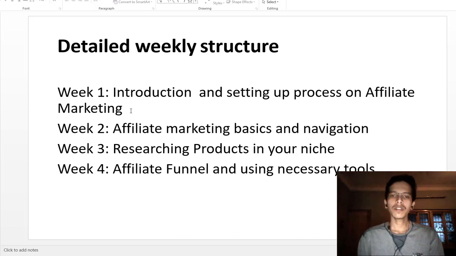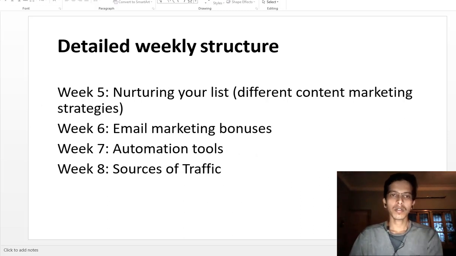Those who have already identified what product they are going to do can check it out. But for starters, I would suggest you go on a step-by-step basis. You can't just jump from one step to another. Week three is going to be based on researching products in your niche or any kind of niche that you say. Week four is going to be how to build a proper structural way for affiliate funnels and using proper tools to make that, and that's going to be very easy, so you don't have to think about that.